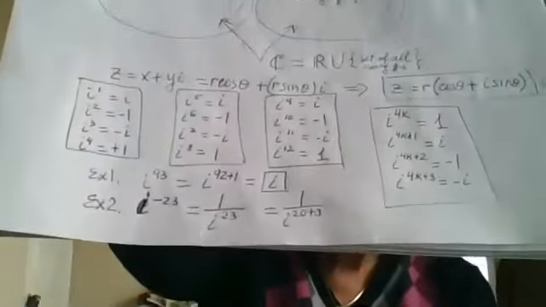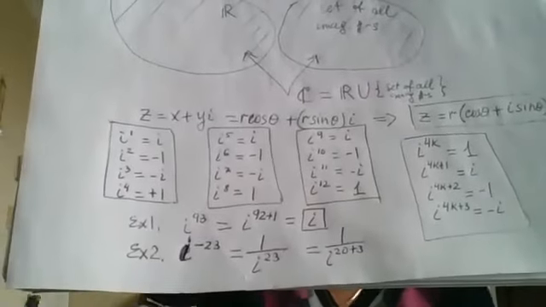Now, which number closest to 23 is divisible by 4? Is it 20? Yes. So look what I did. I'm writing 1 over i to the 20 plus 3. Is it fitting 4k plus 3? Yeah. So it will be 1 over negative i.